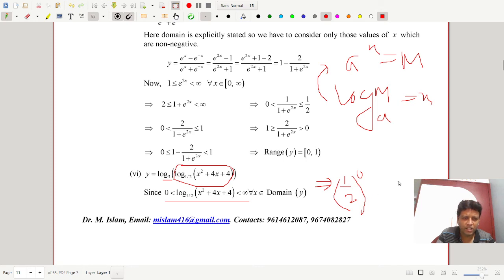I'm not writing the inequation yet. x square plus 4x plus 4, and this part. Now tell me, is this less than or greater than? The symbol is less than here. Now I will write less than or greater than. Which one will it be? Will it be less than or greater than?